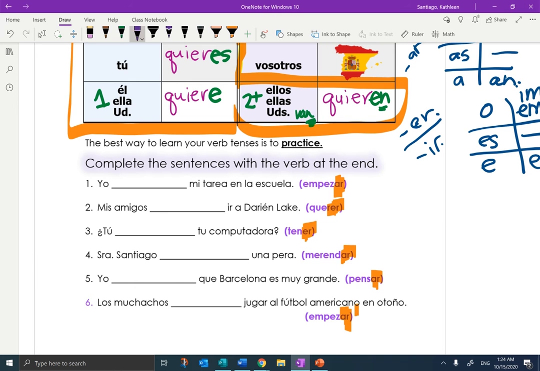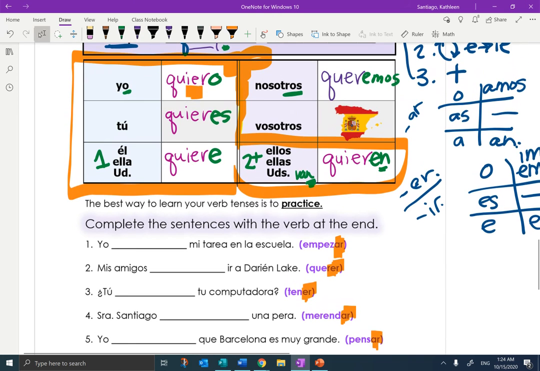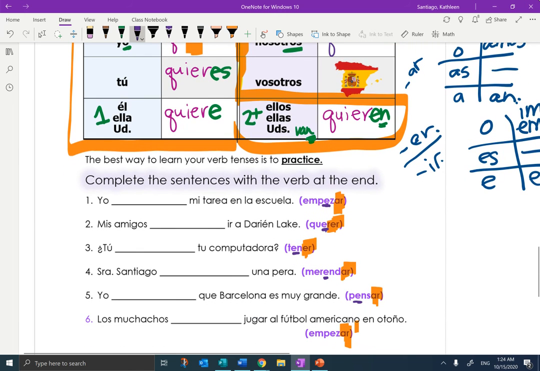So yo, I'm going to keep the chart where I can see it because I've got to remember to do the stem change. Yo, this is an AR verb, but let's do the stem change. The stem change is going to happen right here, here in querer, here in tener. Merendar, it's meri, so it's going to happen in that second one. Pensar is going to happen at that one, and empezar is going to happen in the next one. Try to remember that the stem change happens in the vowel closest to the ending.